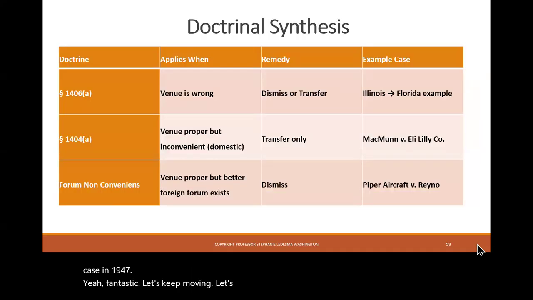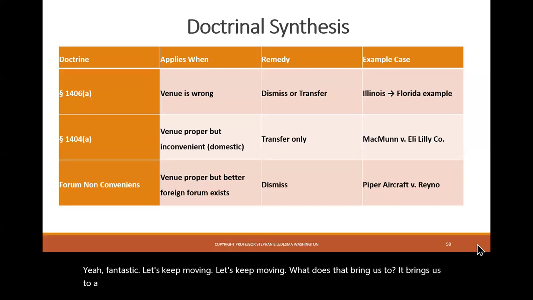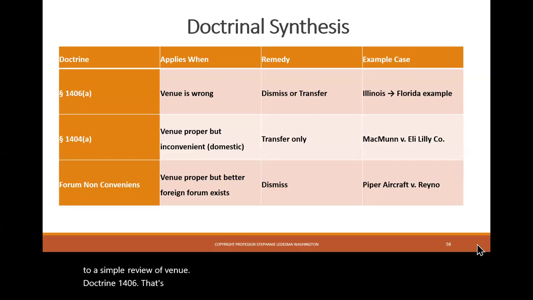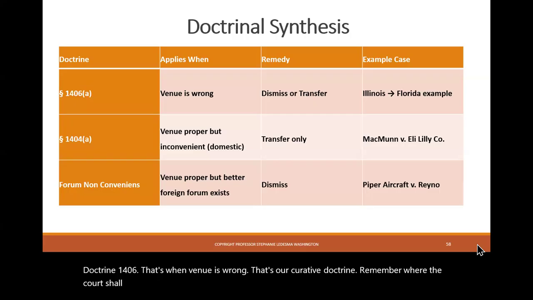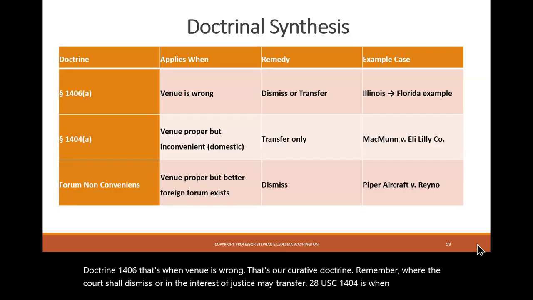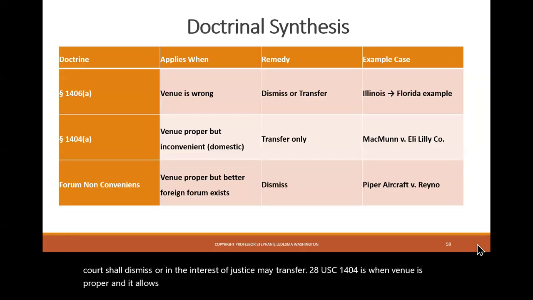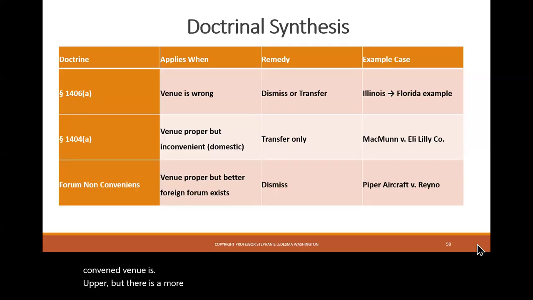Let's keep moving. What does that bring us to? It brings us to a simple review of venue. Doctrine 1406, that's when venue is wrong. That's our curative doctrine, remember, where the court shall dismiss or, in the interest of justice, may transfer. 28 USC 1404 is when venue is proper and it allows for a transfer. And then we have the common law principle of forum non conveniens. Venue is proper, but there is a more appropriate venue that lies outside of the United States.